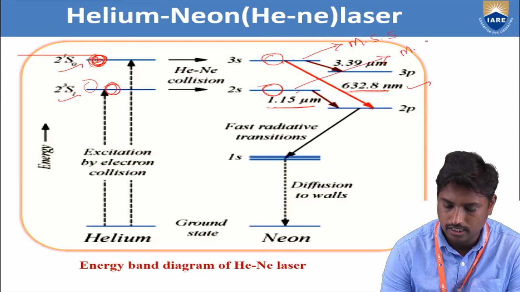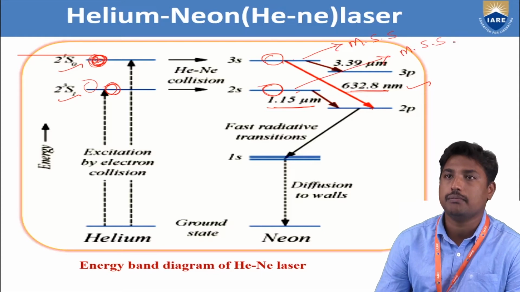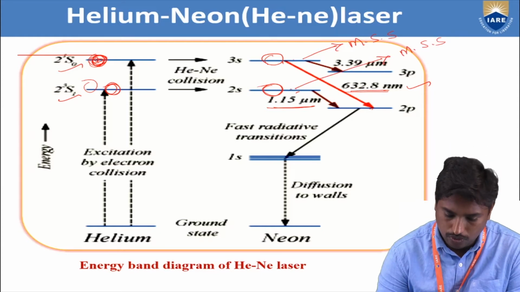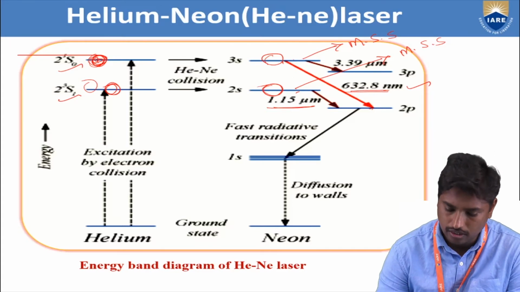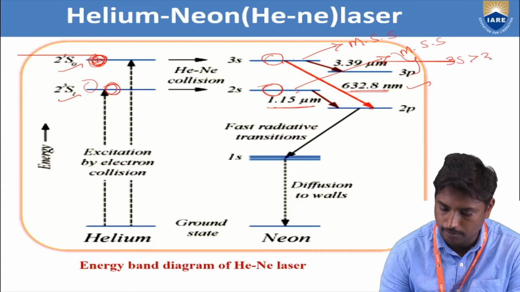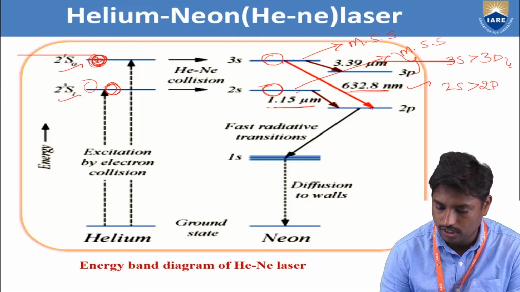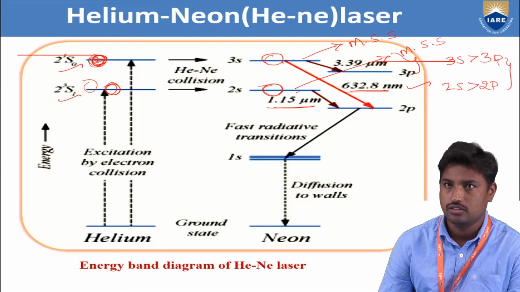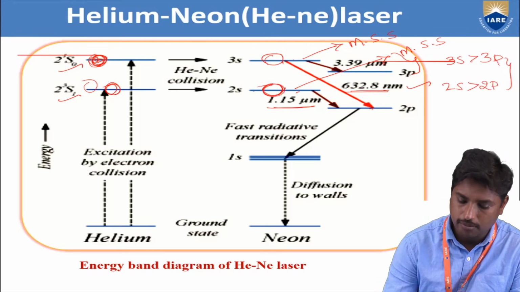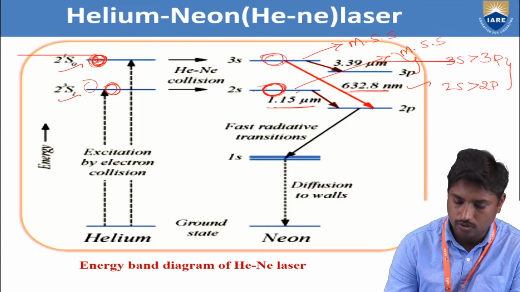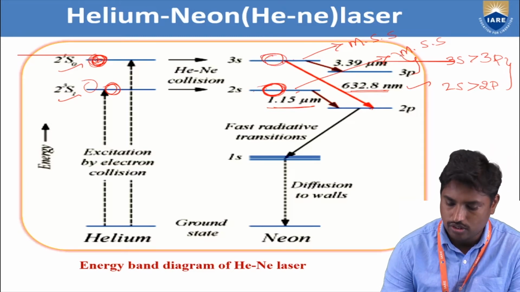What is the role of the metastable state? Atoms are held for the maximum time in the metastable state. Due to holding atoms in the metastable state, we achieve population inversion between two energy levels: 3s greater than 3p, and 2s greater than 2p. In two ways we are getting population inversion. Atoms go from the ground state to the 2s and 3s energy states, where neon particles are greater in number than in 2p, and near 3s, neon particles are greater than in 3p. And in between we achieve the population inversion.